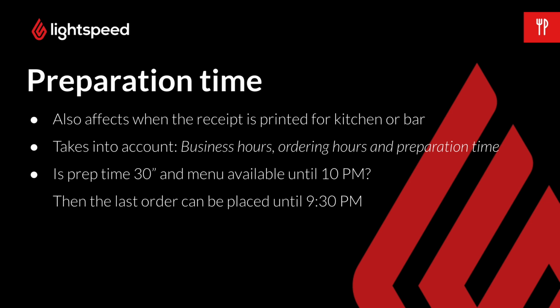If a customer is not ordering for immediate pickup, but it is a pre-order for later, then the system adds a few minutes to the preparation time and prints the receipt on time for your chefs to prepare the order. The system also takes into account your business hours, ordering hours of the specific profile, and your preparation time. If your preparation time is 30 minutes and this menu is available until 10 p.m., then the last order can be placed until 9:30 p.m.